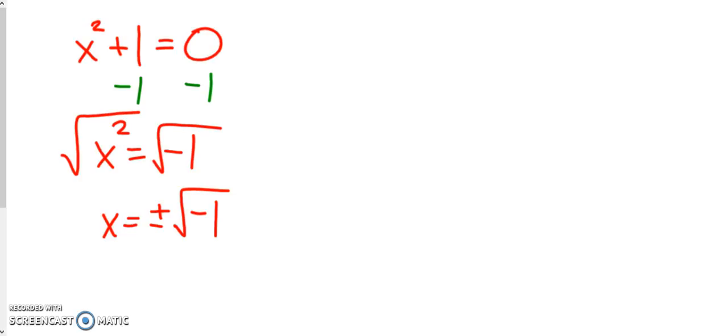So, as a result, we have to define a whole new number, which would be i. And i is the imaginary unit. It's an imaginary number. Okay? So, the solution to this would be plus or minus i, because we define the square root of negative 1 to be i. And so basically this would work in the following way.